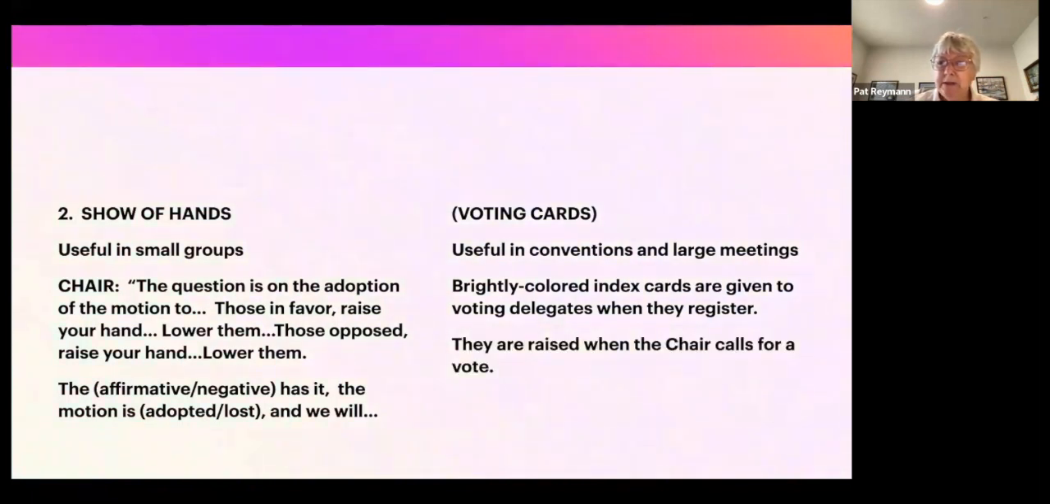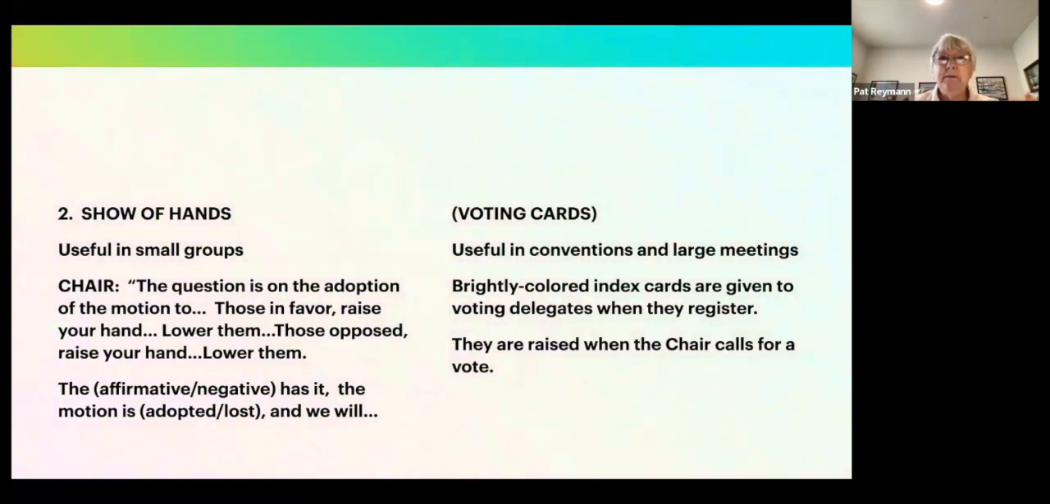So they are raised when the chair calls for a vote. So instead of saying those in favor, raise your hand, the chair will say those in favor, raise your voting card. And that's much easier to see, a group of bright yellow cards or red cards or magenta or whatever color they happen to be. That's easier to see than people's hands, because they get a little lost.